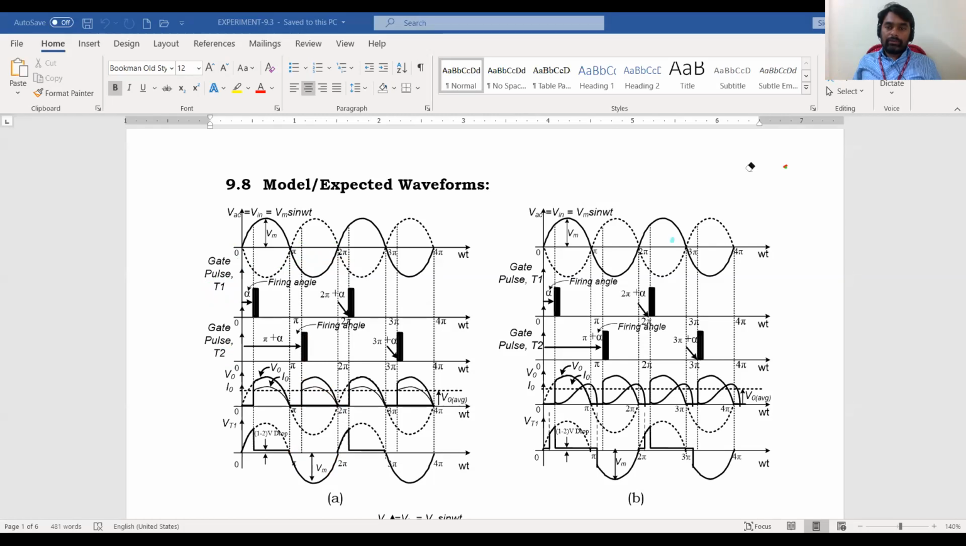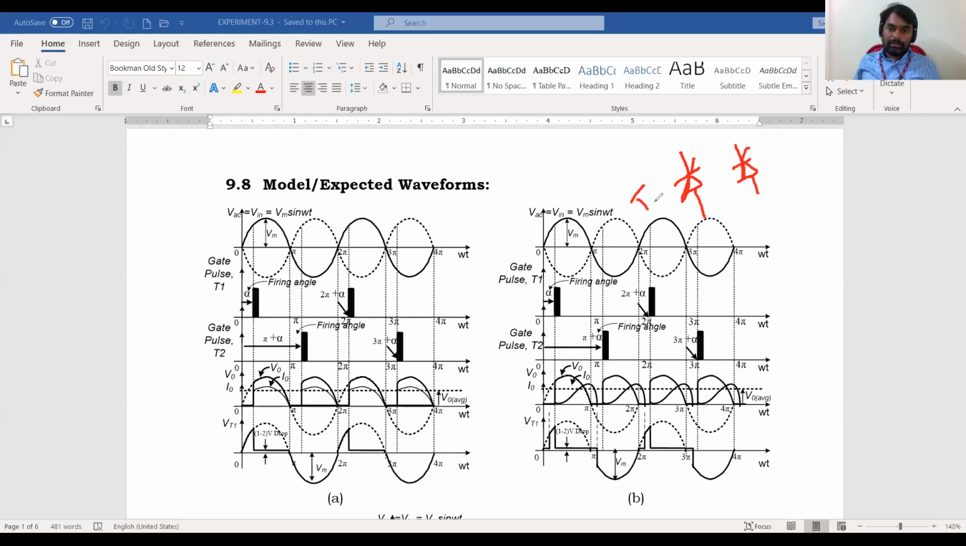All right, you can go. I will upload a few more videos. You can go through them because we don't have that much time here now. Now, in case of RL load, just recall the circuit configuration so that you will have more idea.